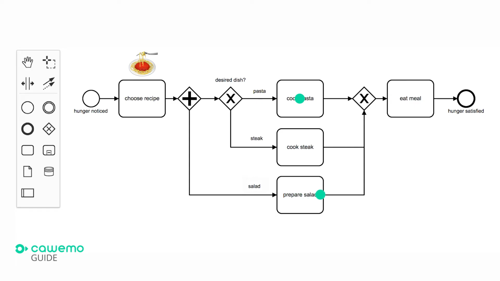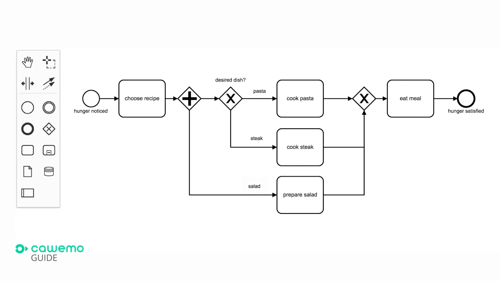Let's assume the salad gets done before we finish the main dish. Then the salad token moves through the XOR merge and eat meal executes. Once we're done cooking, the pasta token also executes eat meal and completes. Now we executed the eat meal task twice. That's not the behavior we wanted. What can we do to prevent eat meal from executing twice?